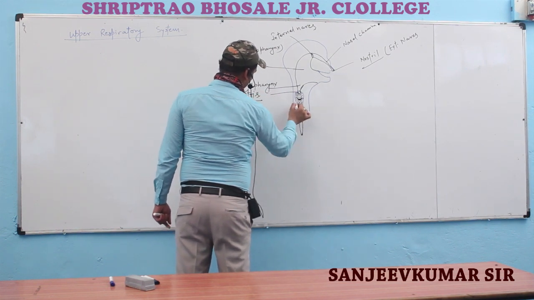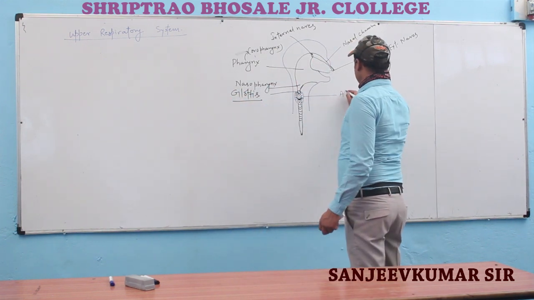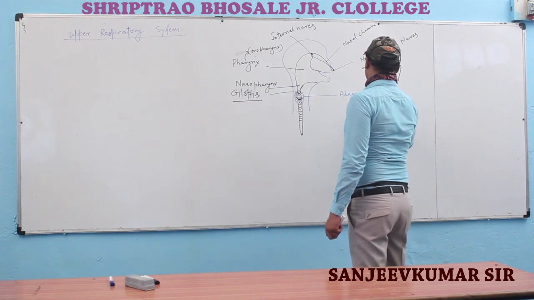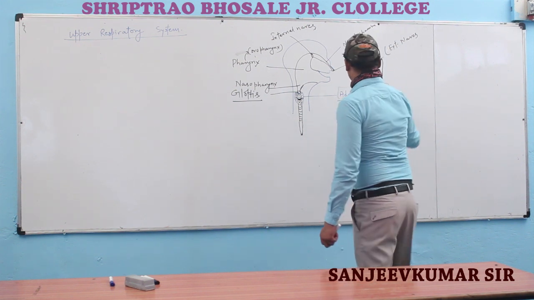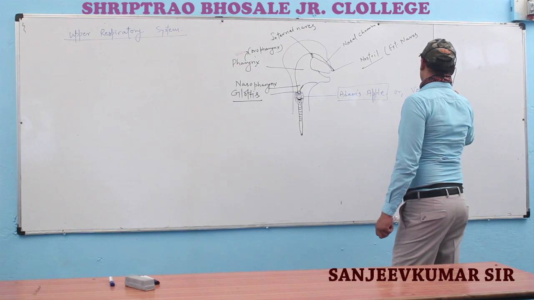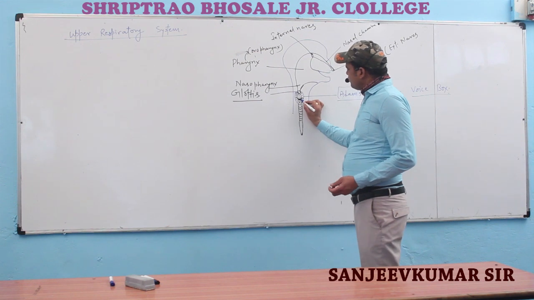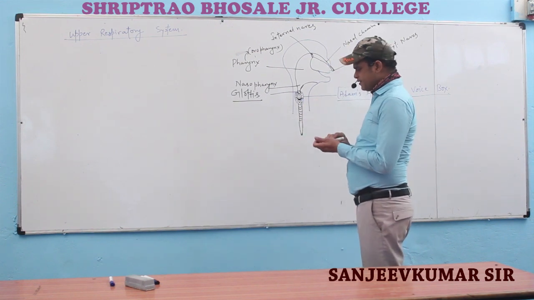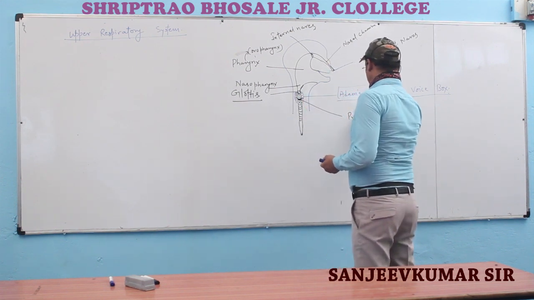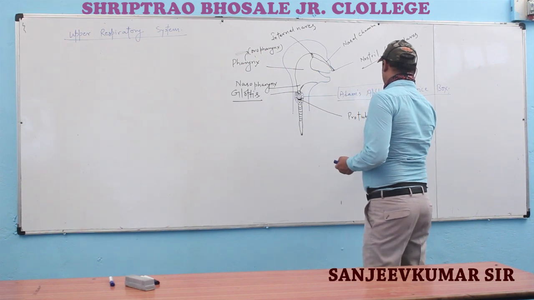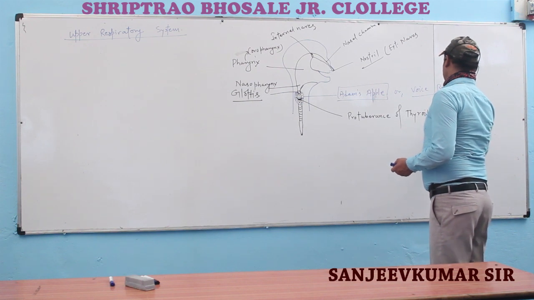Here is glottis. This structure is Adam's apple, or you can say voice box. And this is the prominent protuberance of thyroid cartilage.